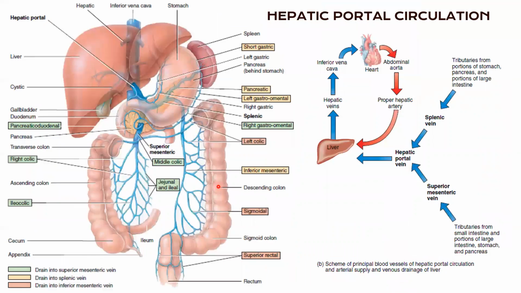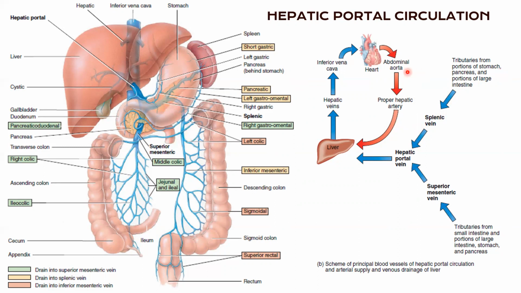Then you have your hepatic portal circulation. Now blood from the heart to your abdominal aorta to your proper hepatic artery goes to your liver. And then blood from the portions of the stomach, pancreas, and portions of the large intestine drain to your splenic vein. Seen here is your splenic vein.